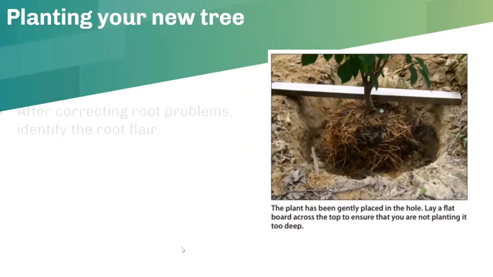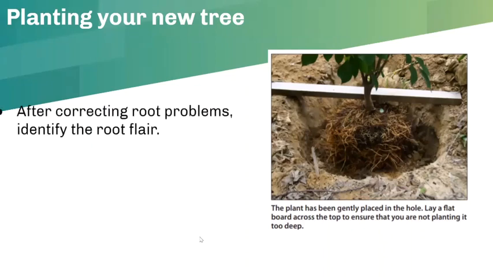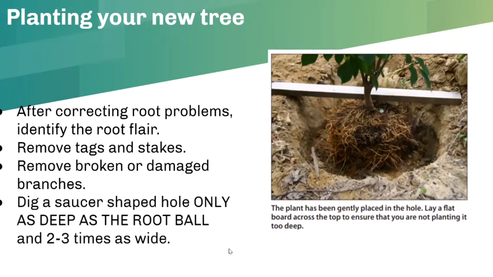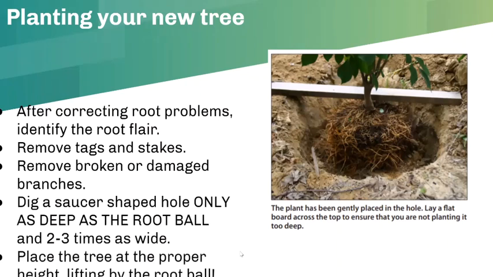So you correct for the root problems. You remove the tags and stakes. We already did that. We've removed all the damaged branches, and we've got a saucer-shaped hole. And lift the root ball. And the other thing you should do, if you've taken all of the soil off like that, you're going to want to mound some soil. Pack some soil down into a little mound there.